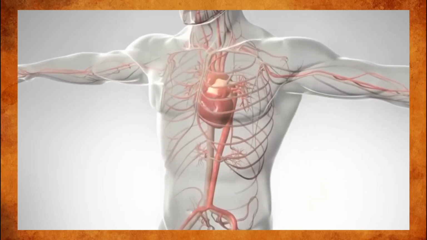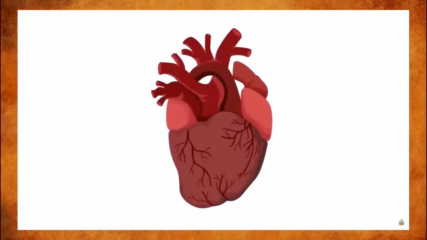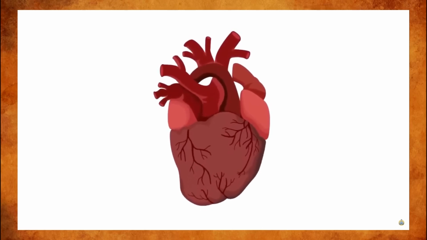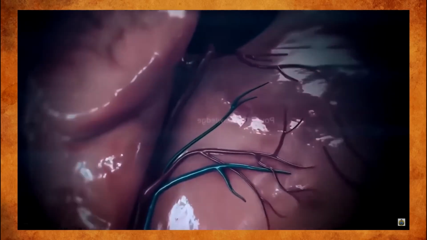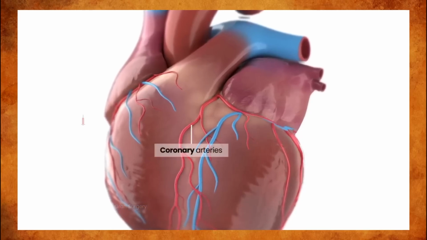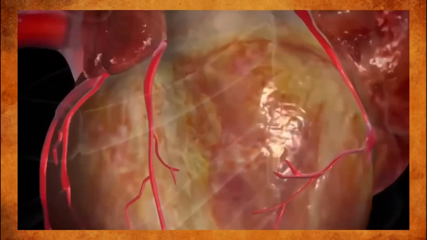It is well known that the heart is a powerful muscle that pumps blood to every part of the body, and the heart itself needs blood to nourish it with oxygen and nutrients. We have a very well-known artery on the surface of the heart called the coronary artery. This artery nourishes the heart and supplies it with the blood it needs.